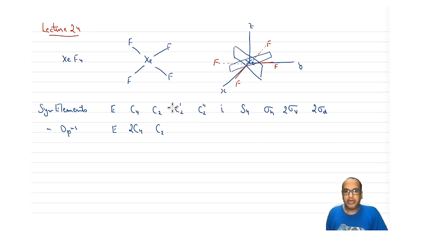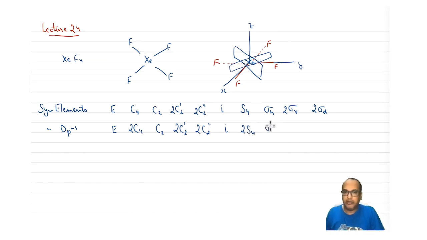So there are actually two C2 primes and two C2 double primes, right? The two C2 primes will be one along the x-axis, one along the y-axis, and the C2 double primes will be in between the xy axes, like this, along the sigma d's basically. Okay, so this will be generating a similar number of operations, C2 prime and C2 double prime. i generates only one operation. S4 will generate how many operations now? So S4 will generate two operations, right?